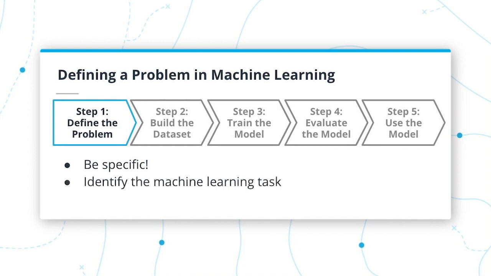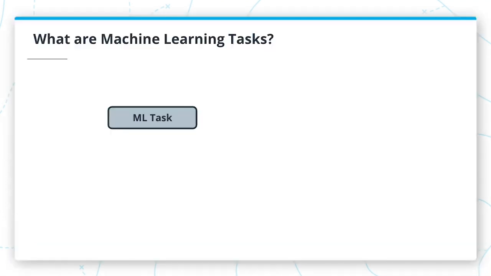Next, we want to identify the machine learning task we should use to solve this problem. This will help us better understand the data we need for the proposed project. We will look at some examples in more detail. What exactly are machine learning tasks?